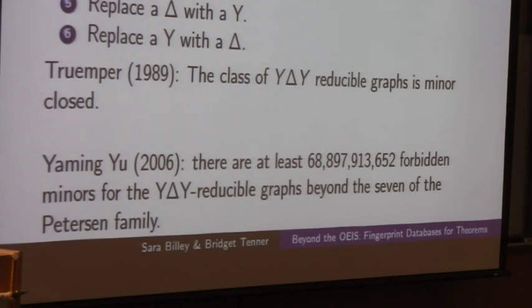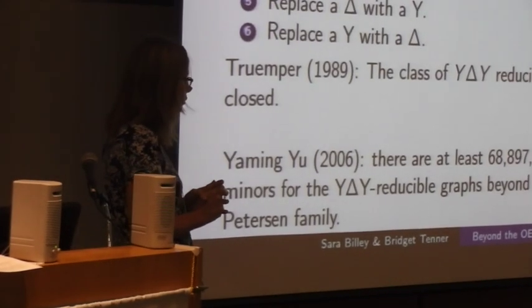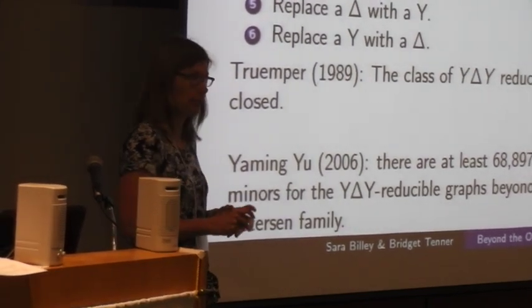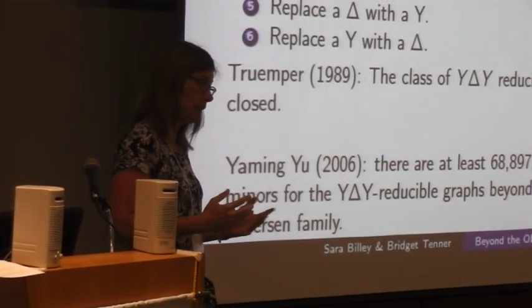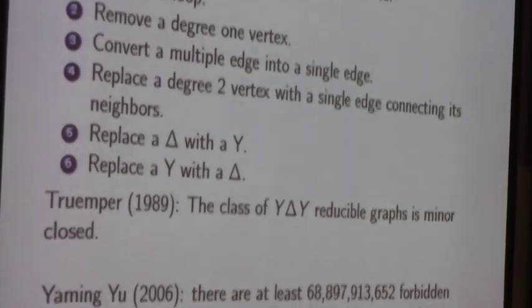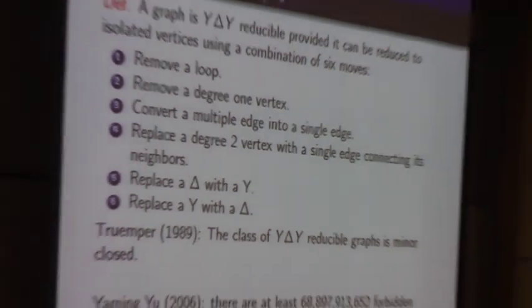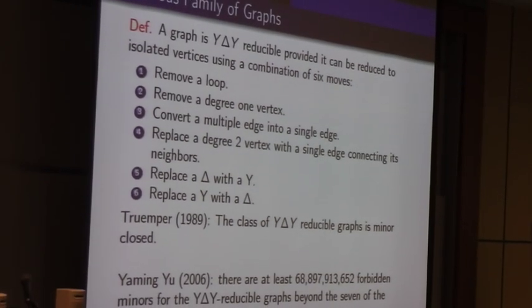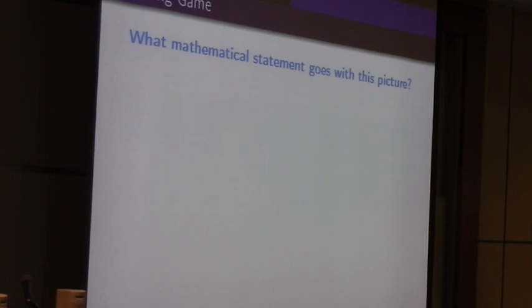But here's a case where, in my fingerprint database for theorems, including 68 billion graphs is going to take a fair amount of encoding space. Is that something that we want to do? I don't know. There are limitations, right? I just thought I should point out that finite can still be a large number. Okay, well, what about this one?